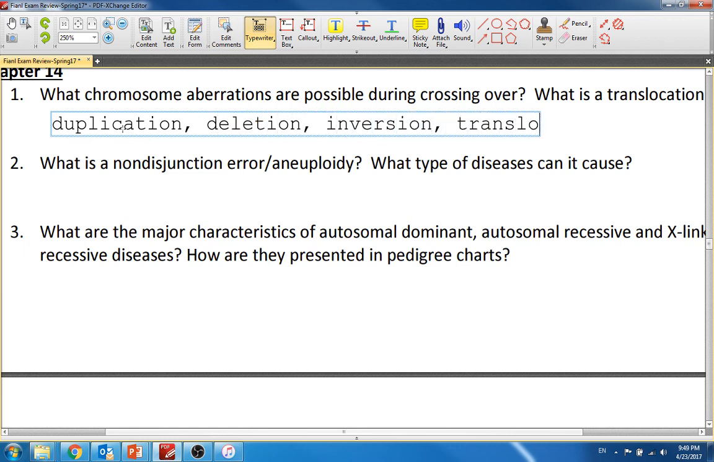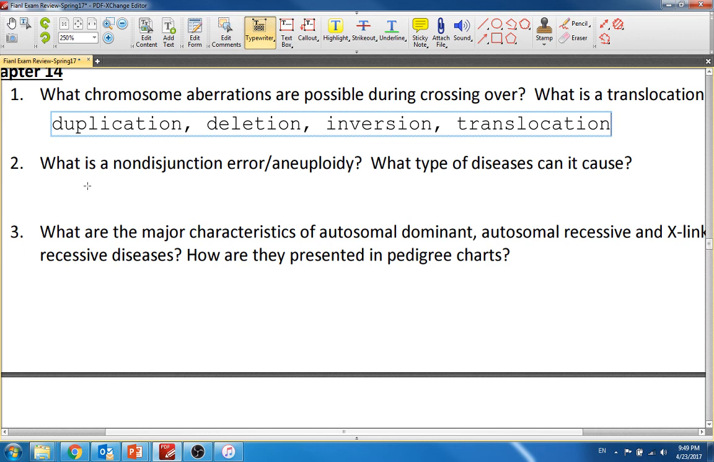What is translocation? Translocation refers to a portion of one chromosome being swapped with the DNA found on an entirely different chromosome. So remember that crossing over should happen between homologous chromosomes, but in translocation, it happens between 2 entirely different non-homologous chromosomes.